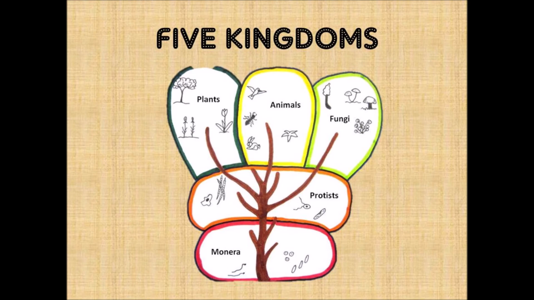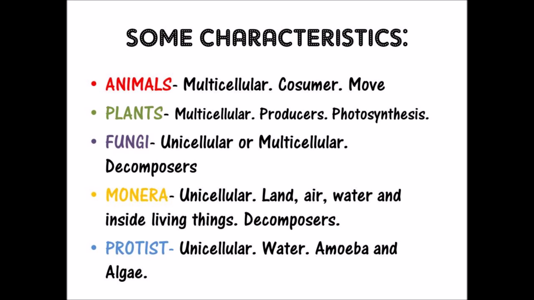To finish, remember that there are 5 different kingdoms of living things: plants, animals, fungi, protists, and Monera. Animals are multicellular. They are consumers and they can move. Plants are multicellular. They are producers and they do photosynthesis to create their own food.